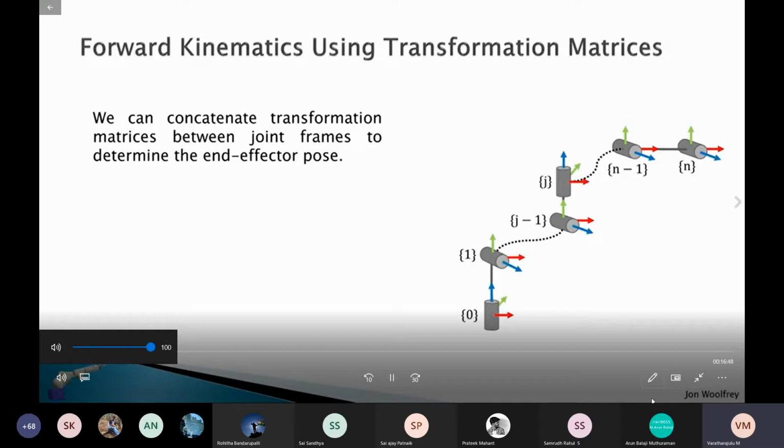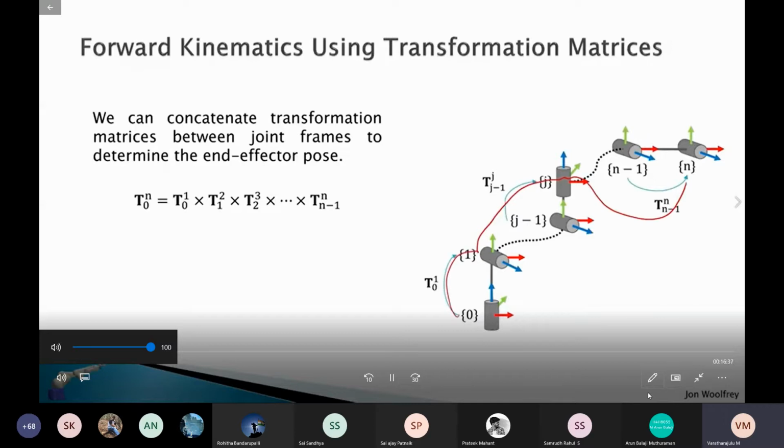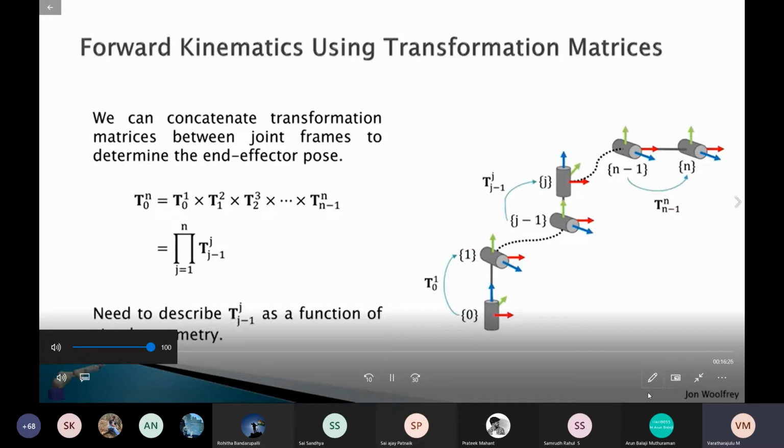We can concatenate transformation matrices between joint frames to determine the end effector pose. So we can multiply all the transforms from frame 0 upward through our forward kinematic chain to the end effector of the robot. This is just a product of all the transforms from joint j-1 to j. We just need to describe this transform j-1 to j as a function of simple geometry.